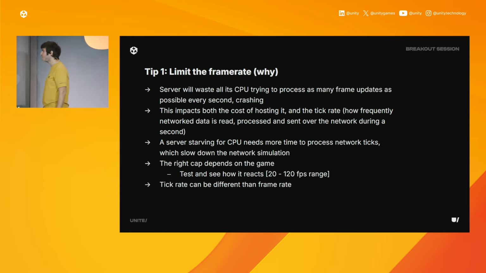Okay. So what is the right cap here? The right cap depends on the game. So you need to test. The right range is usually between 20 and 120 frames per second. And what is important is that the tick rate and the frame rate, they can be the same, but usually they must not. Usually you don't want a 120 tick rate when you have 120 frames per second. Tick rate is super expensive to raise. So it also eats CPU time. So keep that in mind, because it's a common misconception.